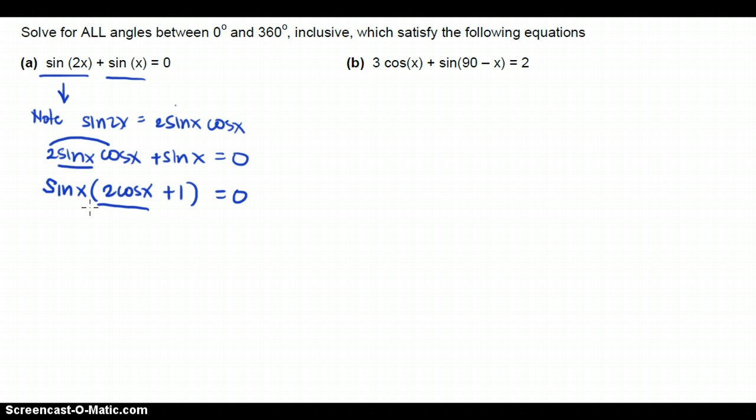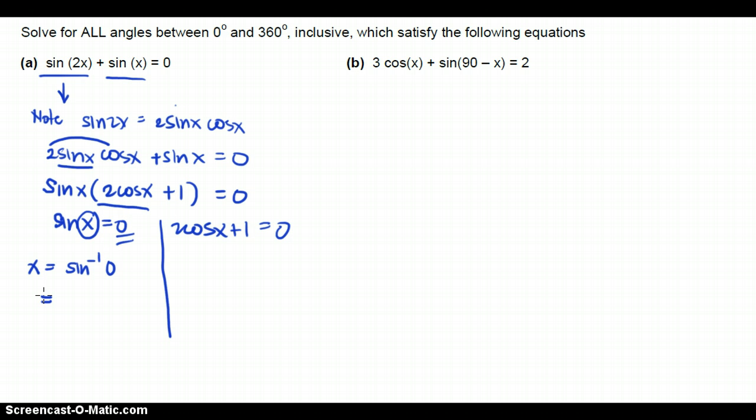Now once you have the factored form, you can set each factor to 0. So sine x is equal to 0 and 2 cosine x plus 1 is equal to 0. Remember, if two expressions being multiplied equal 0, either of them is 0. Therefore, sine x is equal to 0 or 2 cosine x plus 1 is equal to 0. From here, all you have to do is find x. To find x given a function, you have to get the inverse of the other side. So that means sine inverse 0, and this can be done using your calculator. Sine inverse of 0 is equal to 0. So one of the angles is 0.